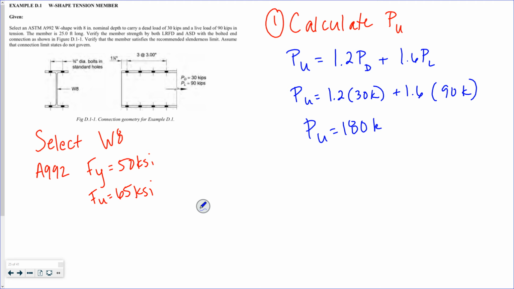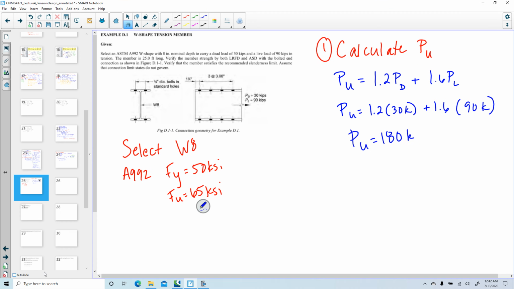Okay, so now I'm gonna go to my tension section in the manual. So the tables at the beginning in the first 2/3 of the book, part 5. And I'm going to look at these tables to pick a section.